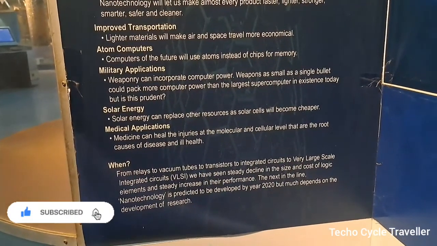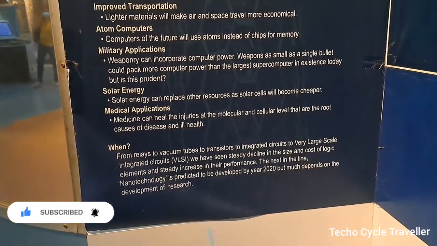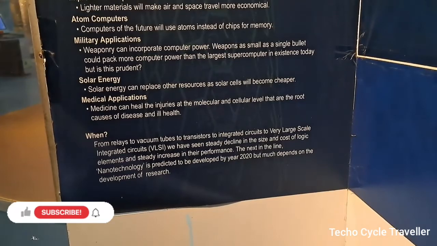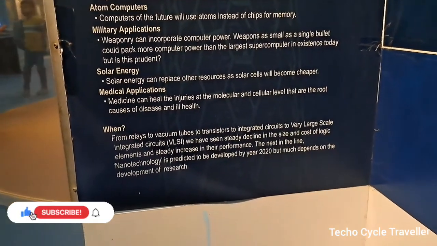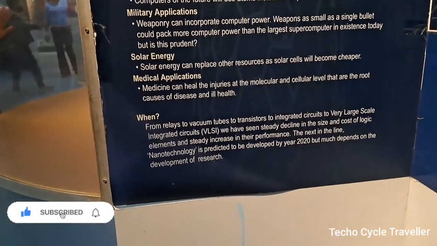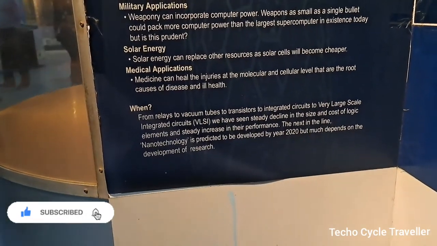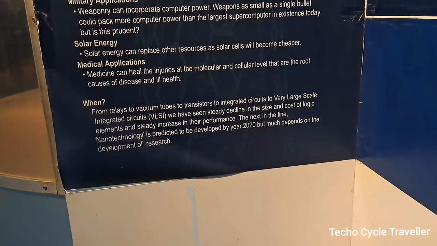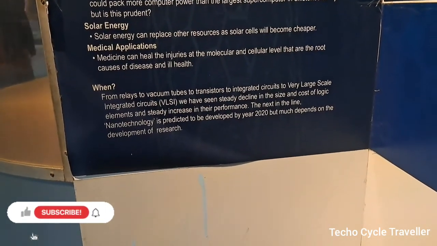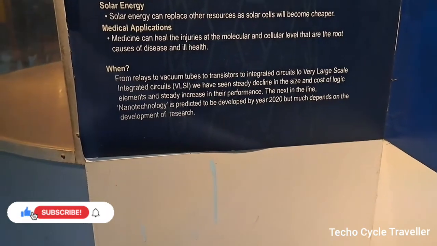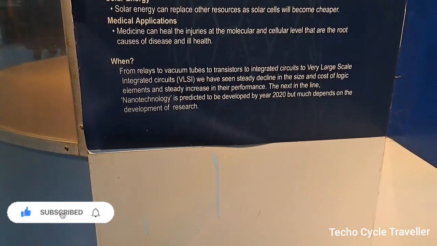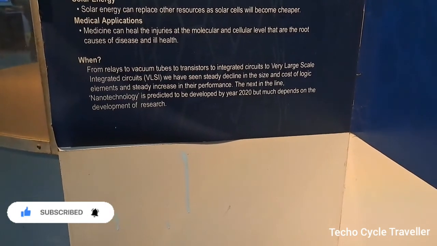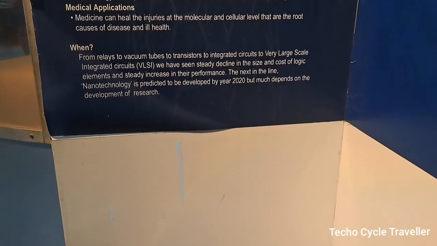But is this prudent? Solar energy. Solar energy can replace other resources as solar cells will become cheaper. Medical applications. Medicines can heal injuries at the molecular and cellular level that are the root cause of diseases and ill health. From relays to vacuum tubes to transistors to integrated circuits to very large scale integrated circuits, VLSI.